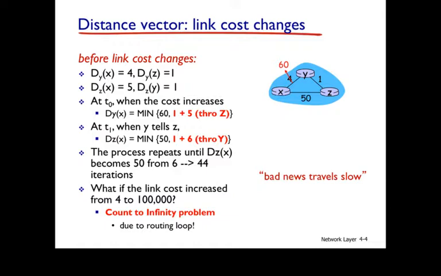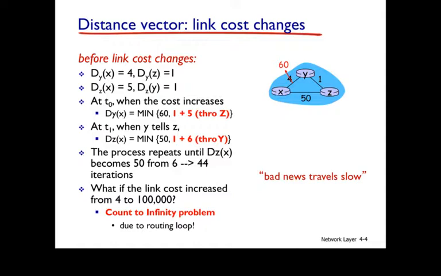Now, when z receives this update at time t1, z tries to reach x through y. So the y's new cost is 6, and it knows that it can reach y at a cost of 1, so it's 7, right? So it also makes the mistake, and then the process repeats, right? Until this dz of x, this term becomes 50. At that point, it simply stops, right? So basically, starting from 6, right, it goes all the way till 50.